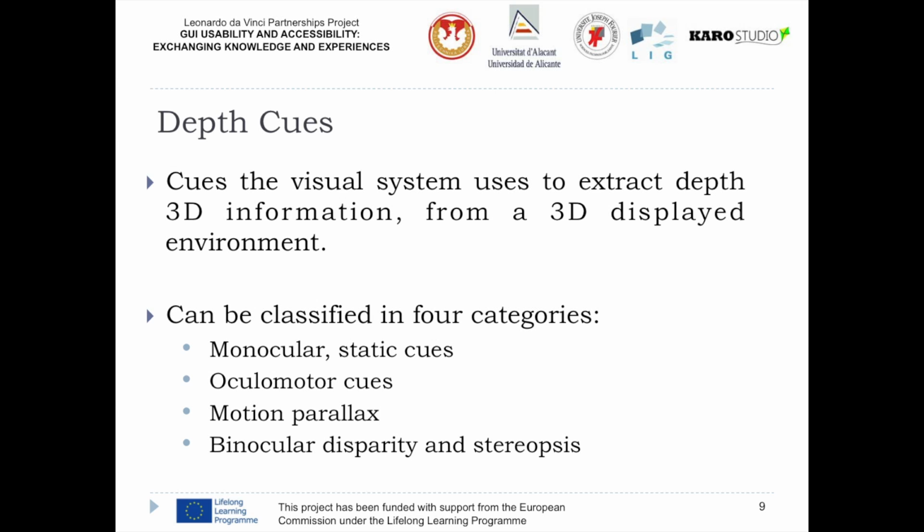A depth cue is an information that our visual system uses to perceive the third dimension. It is extracted from the 2D information that comes to the retina. All these cues can be classified in four categories that we'll detail in the following: monocular and static cues, oculomotor cues, motion parallax and binocular disparity, and stereopsis.